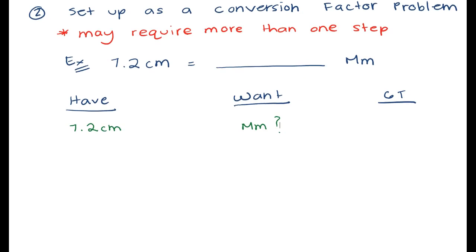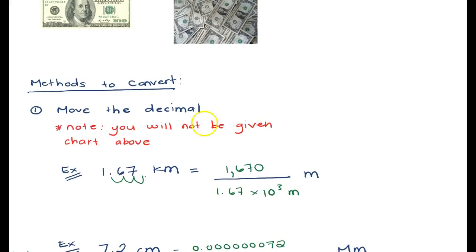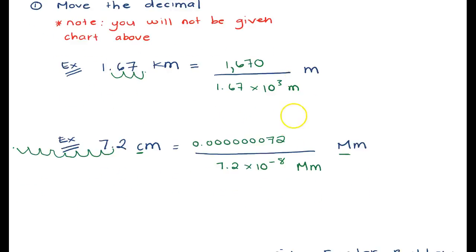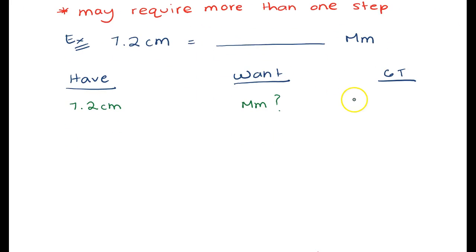Now the first thing I want to figure out is how many centimeters I have in a meter. Because centi is a smaller unit, I should have a lot of those to equal 1 meter. If I go back up, I see that I have 2 places that I moved. So each one of those is going to count as a 10. So I'm going to have 100, or 10 to the 2 centimeters in every 1 meter.